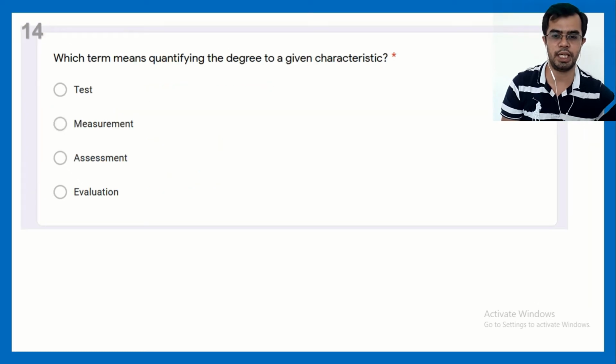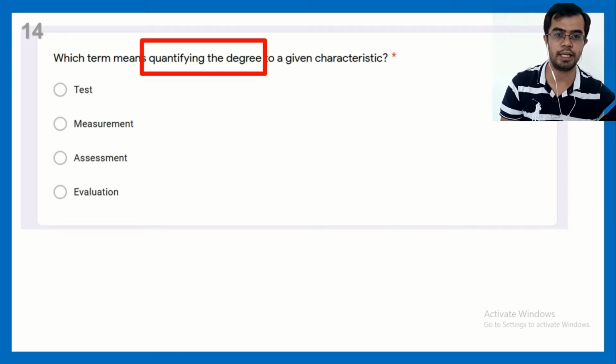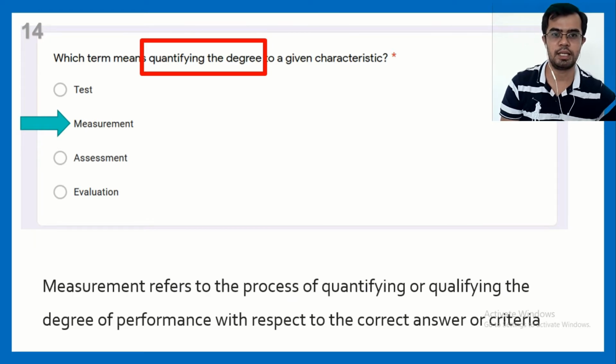Item number 14. Which term means quantifying the degree to a given characteristic? The keyword is quantifying the degree, and that is measurement. Because the proper meaning of measurement in assessment refers to the process of quantifying or qualifying the degree of performance with respect to the correct answer or criteria.